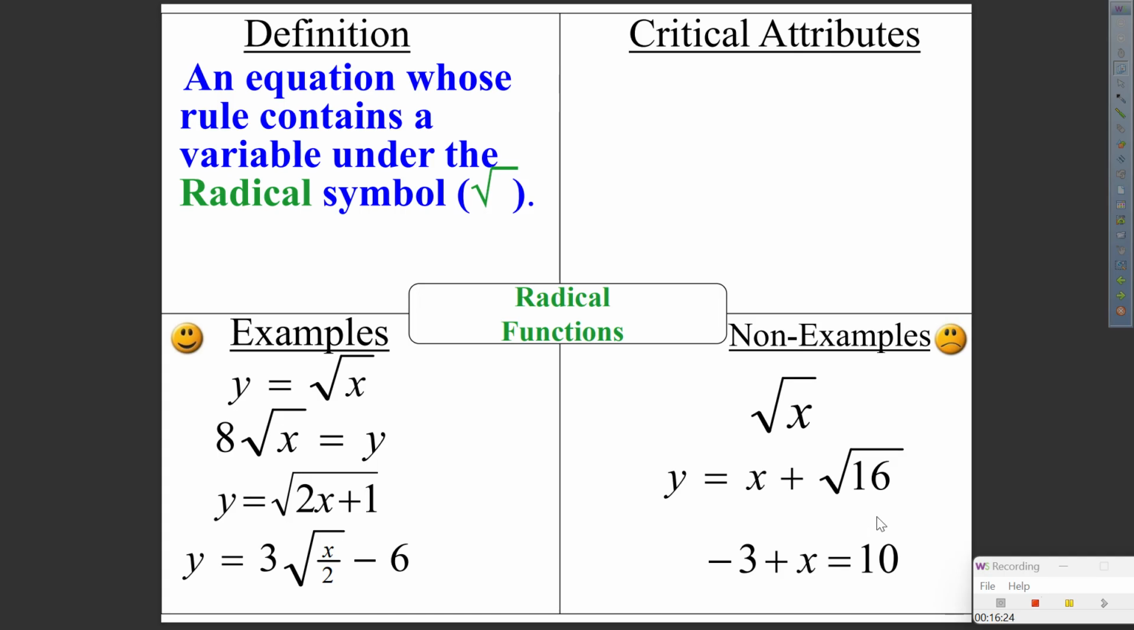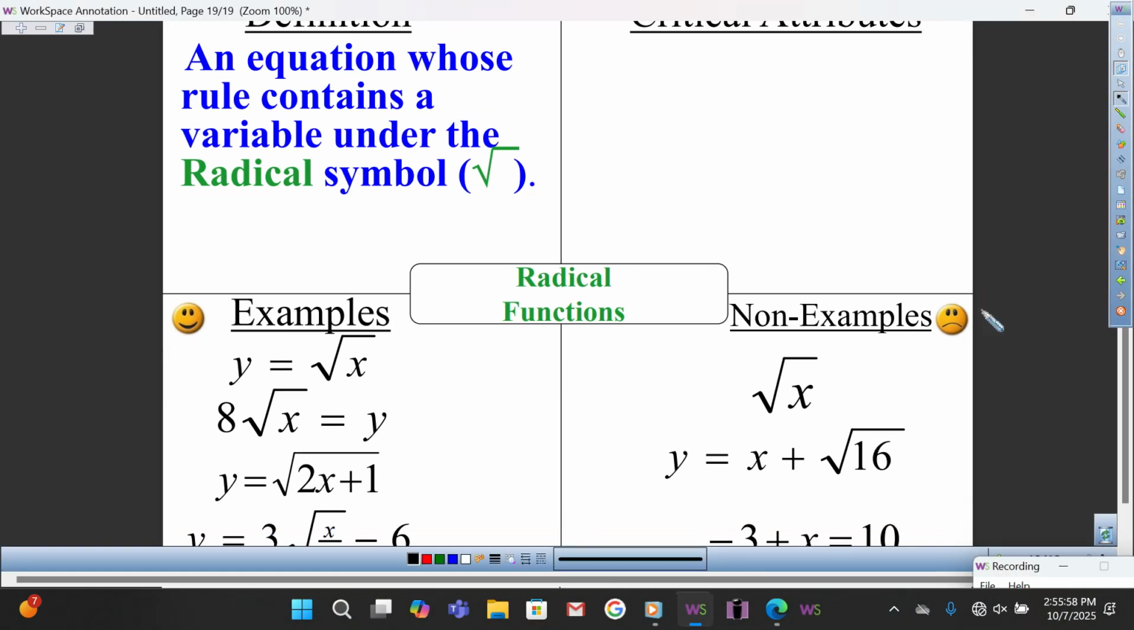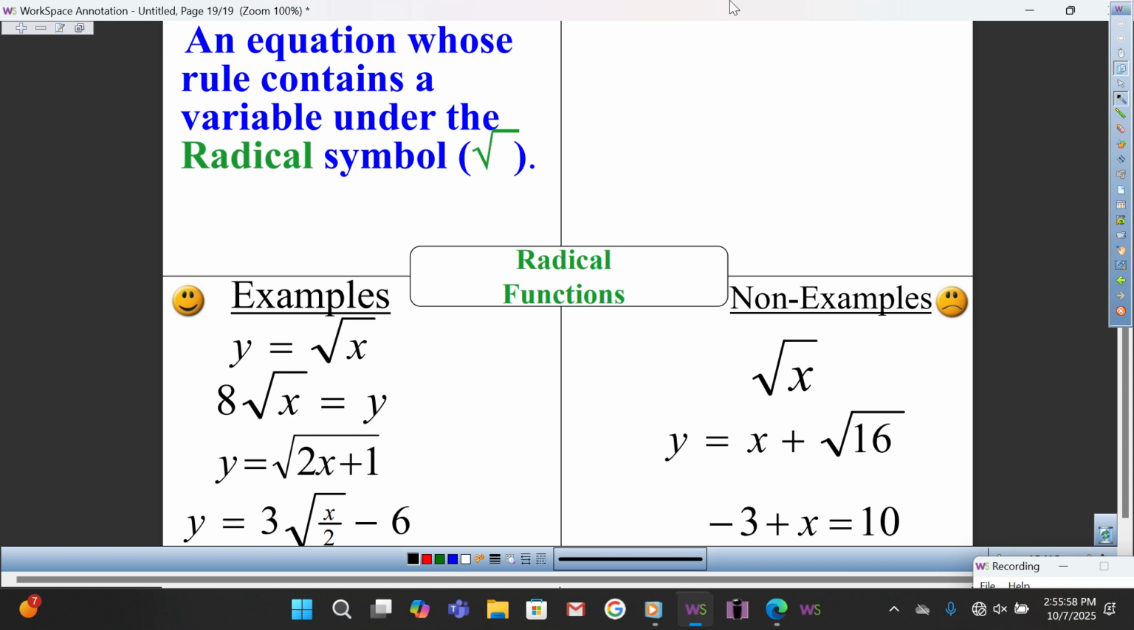All right? Good conversation. And I'm going to start us off. Let's see. How about Mighty? Why is this first non-example not a radical function? Doesn't have an equal sign, so this is only a regular expression. That is correct. Doesn't have an equal sign. All right? Go to the next one.